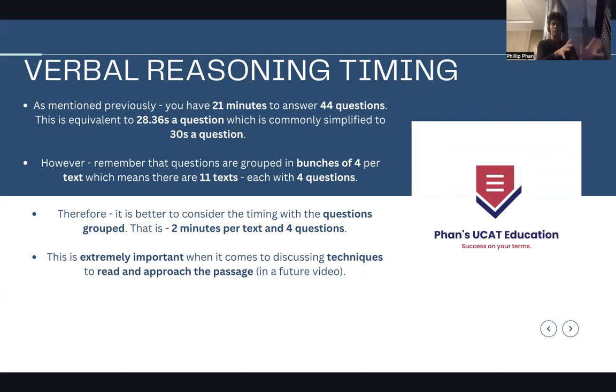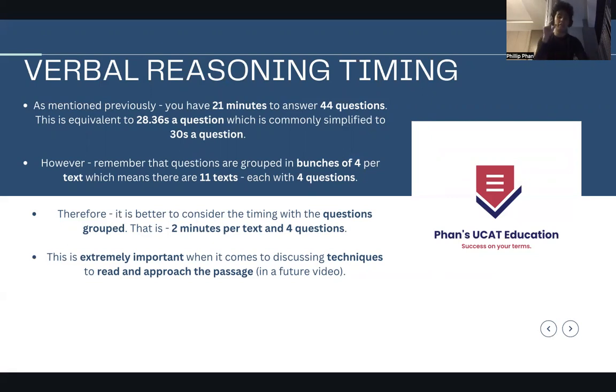So with 21 minutes to answer 44 questions, doing the calculation, 21 divided by 44, you have around 28.36 seconds per question. And then you'll notice that everyone simplifies and I'll simplify it as well. It's around 30 seconds a question. But note that you just have a little bit under that.